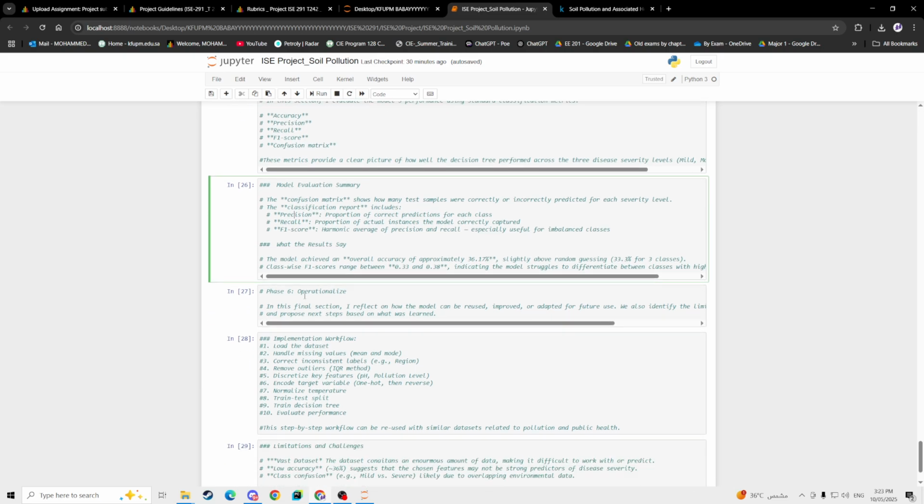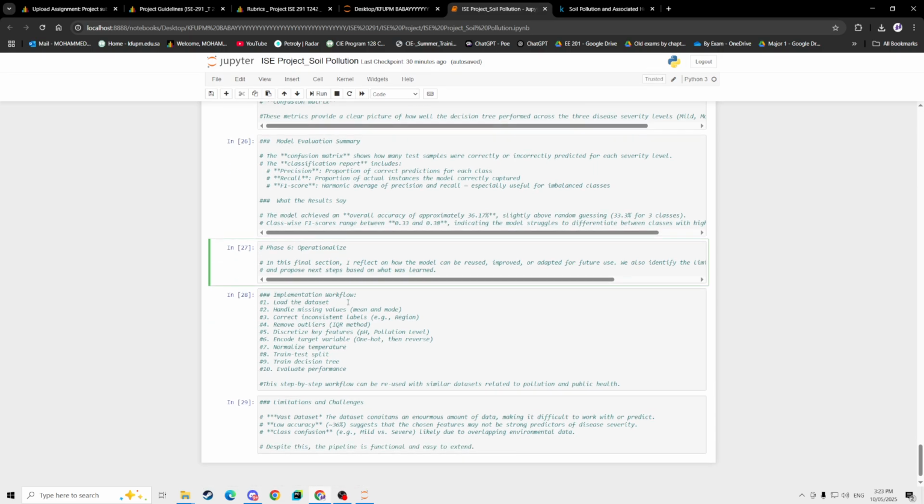Moving on to phase 6, the operationalize phase. This is more of a concluding phase, and in this phase I would like to say that in conclusion, while the model itself is not highly accurate, I believe that this project demonstrates a full data science pipeline, or a full representation of what we learned in the ISE291 course.